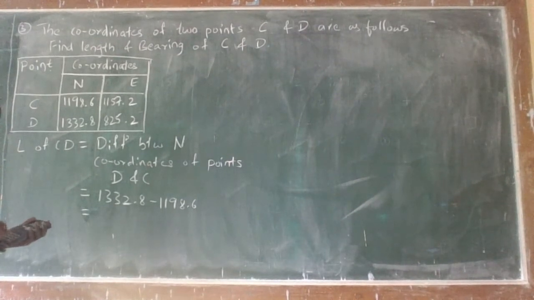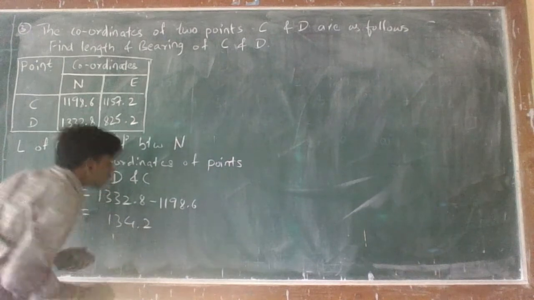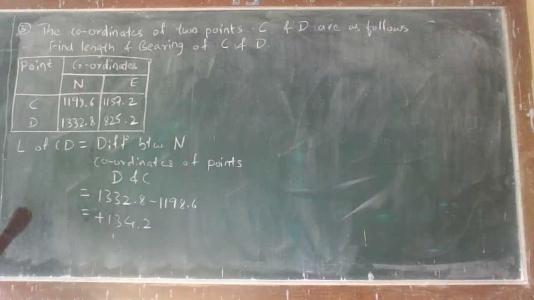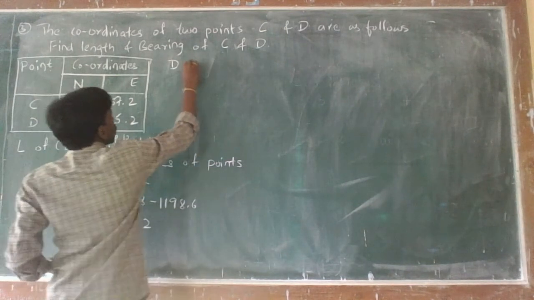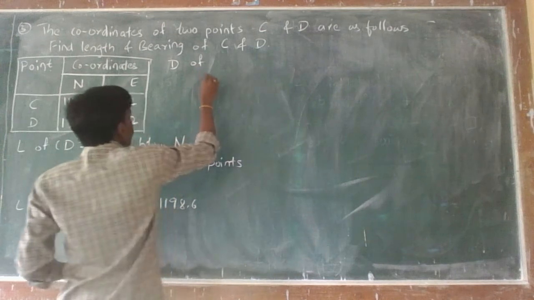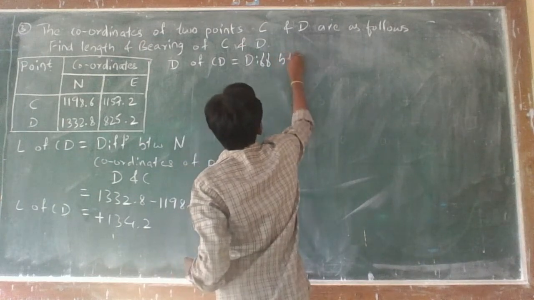1332.8 minus 1198.6. So you will get 134.2. So the answer in the calculator is positive. So take sign plus. Now this is the latitude of CD. Now after calculation of latitude, we have to calculate departure. Departure is denoted with the letter capital D. Now departure of CD, that is equal to difference between east coordinates.